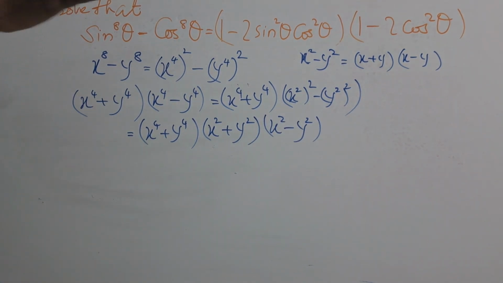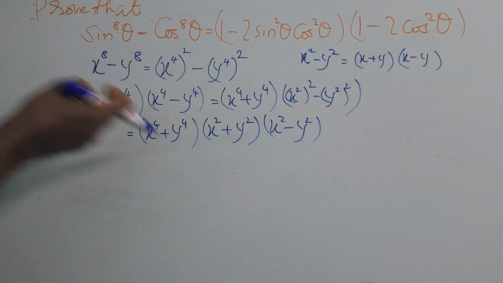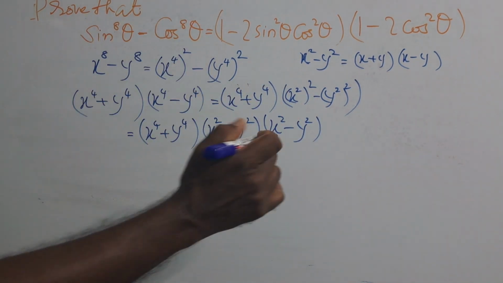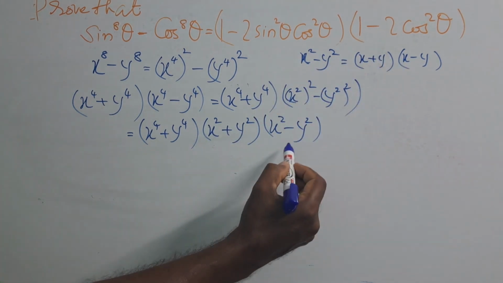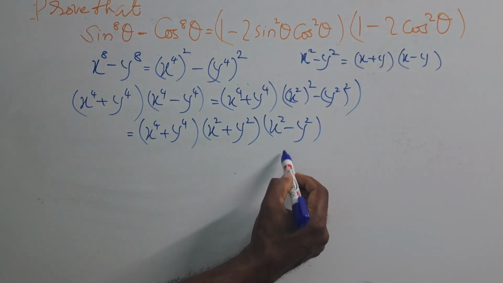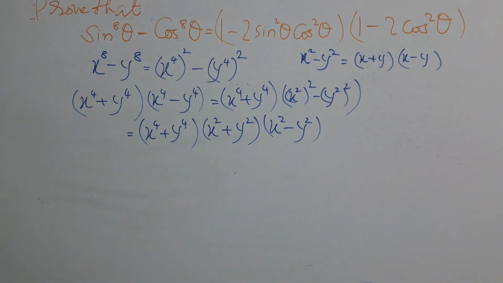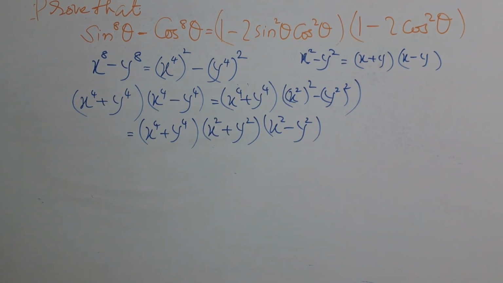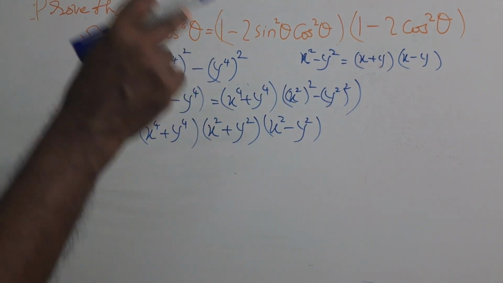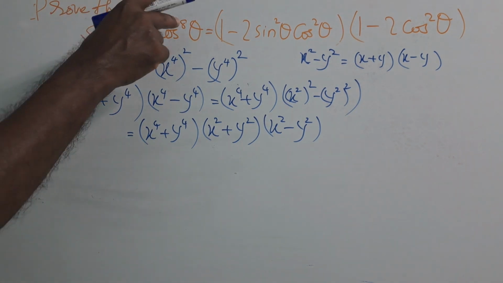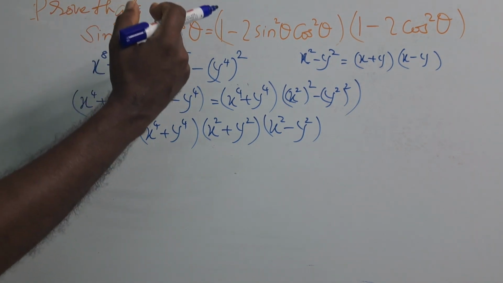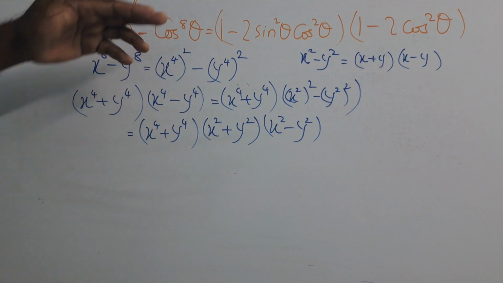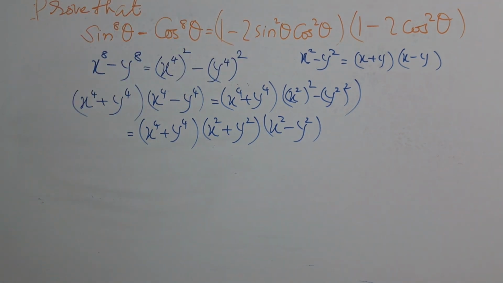In order to answer this question, you need the simplification up to this level. Here, this is in the form of an identity and can be further factorized as x plus y into x minus y. But to answer this question, we do not need that factorization. If you put sine in the place of x and cos in the place of y, you can simply follow these steps and come to the answer.